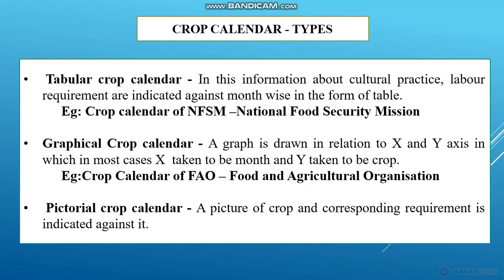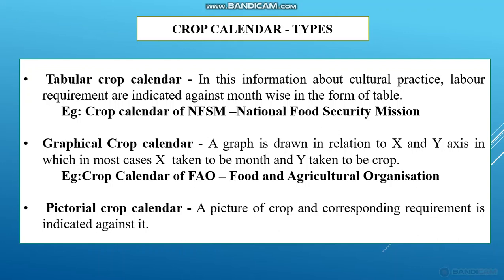Next is the graphical crop calendar. In this, a graph is drawn with x and y axes, in most cases with x taken as month and y taken as crop. In the tabular crop calendar we take the column as the month; in the graphical crop calendar we take the x axis as month and the y axis as crop. For example, the Food and Agriculture Organization, FAO, has crop calendars represented graphically.